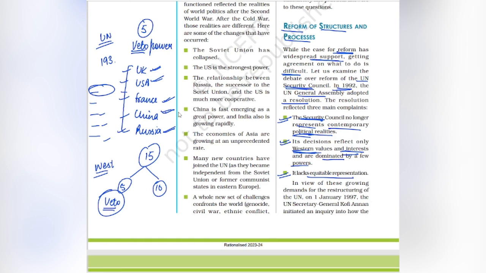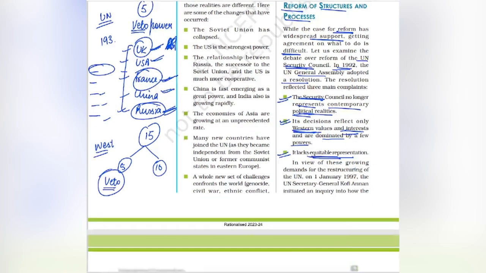For example, you can see that there are two countries from the European nation. See, there is UK, there is France, right? And Russia comes under two continents, European as well as Asian. So we can say there were around three countries from the European nation, but we can see no country from Africa, right? So we can say Africa is not represented in this Security Council. So that's why we can say it lacks equitable representation.